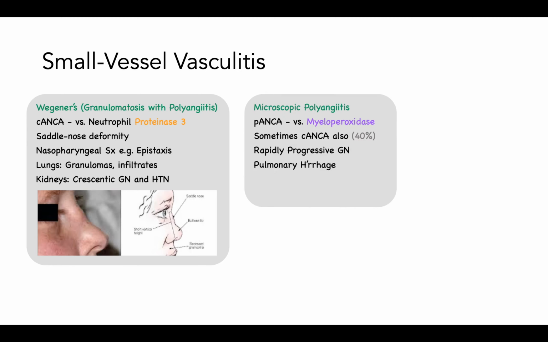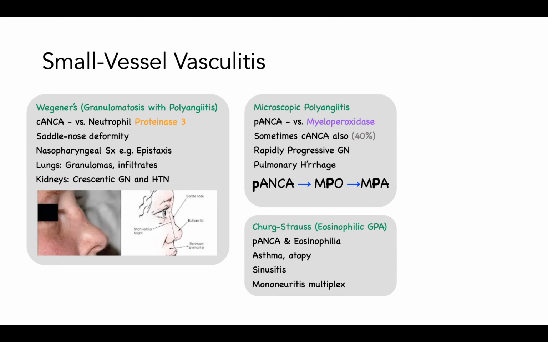This is microscopic polyangiitis, and this one presents with rapidly progressive glomerulonephritis and also pulmonary hemorrhage in the form of hemoptysis. It features P-ANCA directed against myeloperoxidase, but also sometimes has C-ANCAs. I know that makes it a bit more confusing, but it's primarily a P-ANCA condition, so you can forget about that second line. The way I always remembered this was to say that P-ANCA is directed against MPO, myeloperoxidase, and is found in MPA.